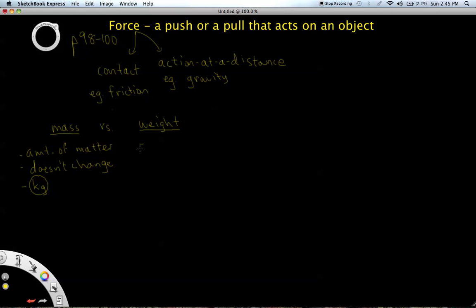Now let's compare that to weight. Weight is a little bit different. Weight is the amount of force on an object due to gravity. So the key difference is it's the amount of force on an object due to gravity. It follows that if there's more gravity, there's going to be more weight. If there's less gravity, there's going to be less weight. So what that means is the weight can change.